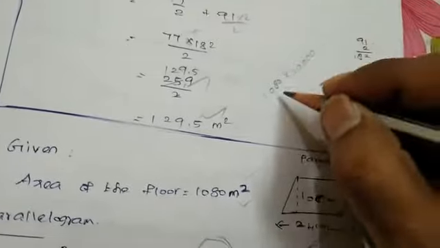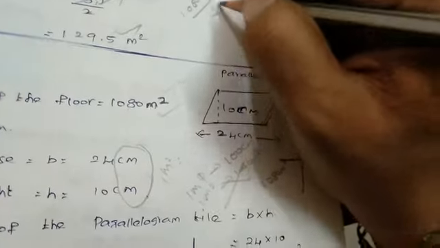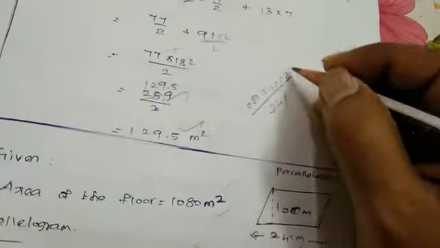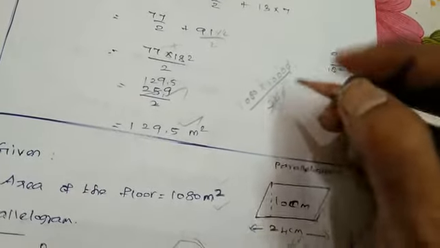1080 into 10,000 divided by 240. First cancel this. Now use the 6 table.